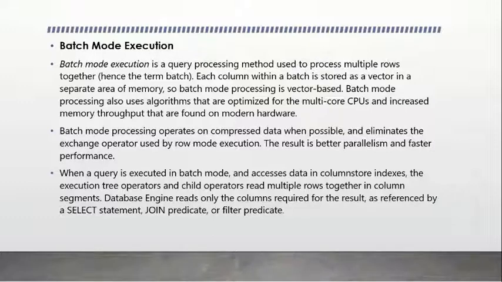Batch mode also uses algorithms which are optimized for multi-core CPUs, which increases memory throughput. Batch mode processing operates on compressed data when possible and eliminates the exchange operator used by row mode execution, which results in better parallelism and faster performance. When a query is executed in batch mode and accesses data in a column store index, the execution tree operators and child operators read multiple rows together in column segments. The database engine reads only the columns required for the result as referenced by a select statement, join predicate, or filter predicate.